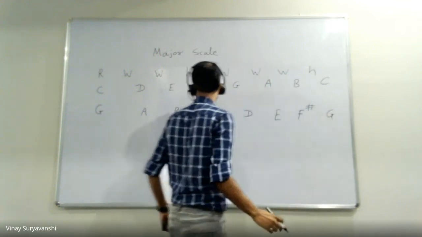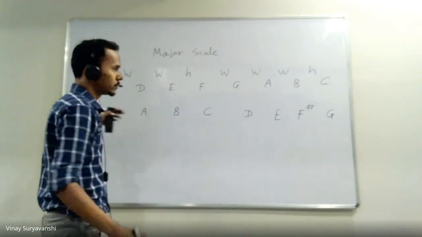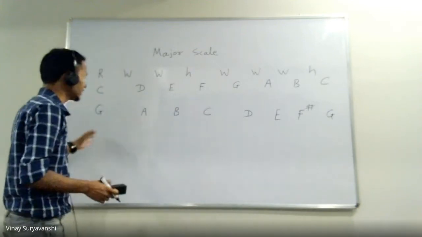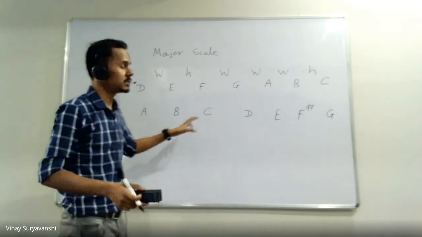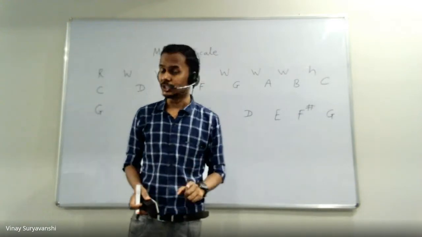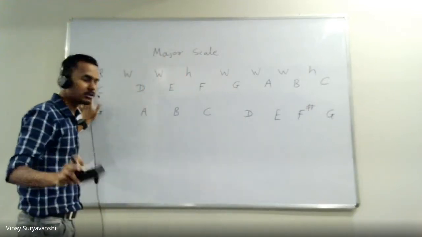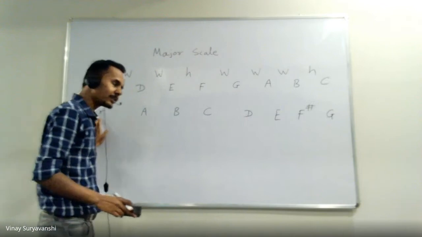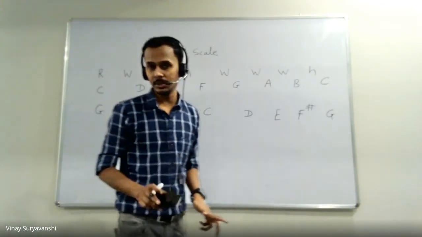So as you can see, we have started on G, and the ending note is also G. So G major scale contains G, A, B, C, D, E, F sharp, and G. So what is the change? In C major scale you have all the natural notes. Here you also have all natural notes, but only the F is sharp in G major scale.